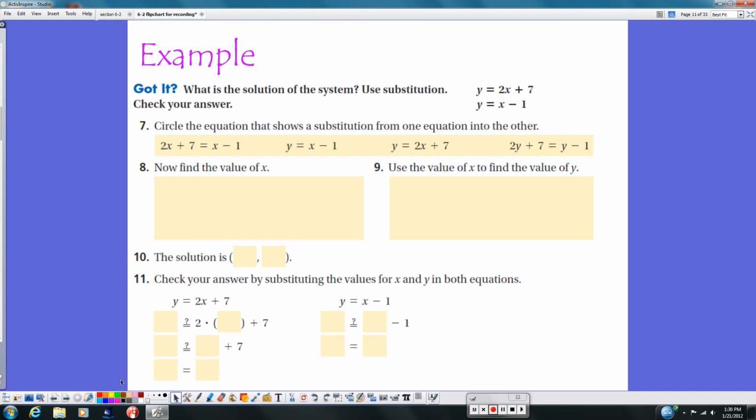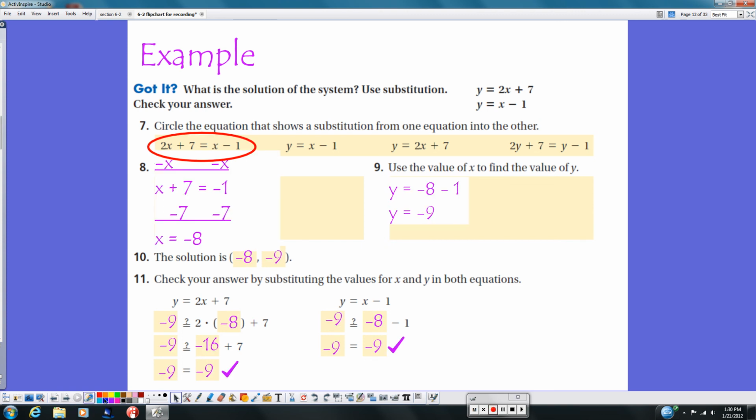Let's take a look at another example here. We need to solve the system using substitution, and we're going to check our answer. You try this one and see how you do. First, they want us to circle the equation that shows a substitution from one equation to the other. Again, noticing that they're both equal to y, we substitute the x minus 1 or the 2x plus 7 in for the y's and set them equal to each other.